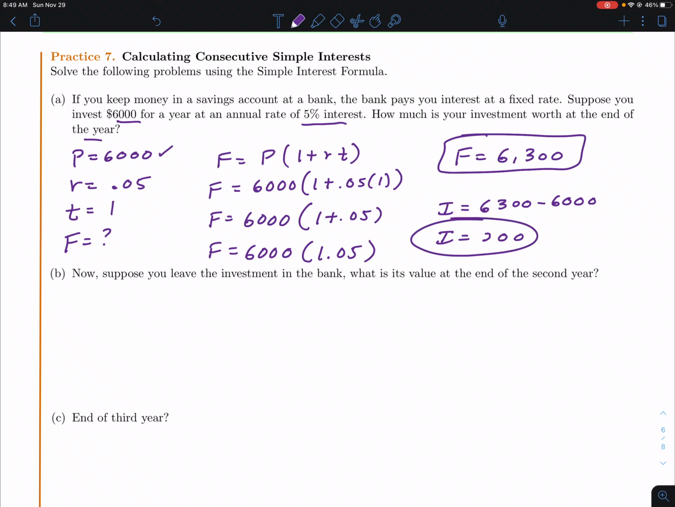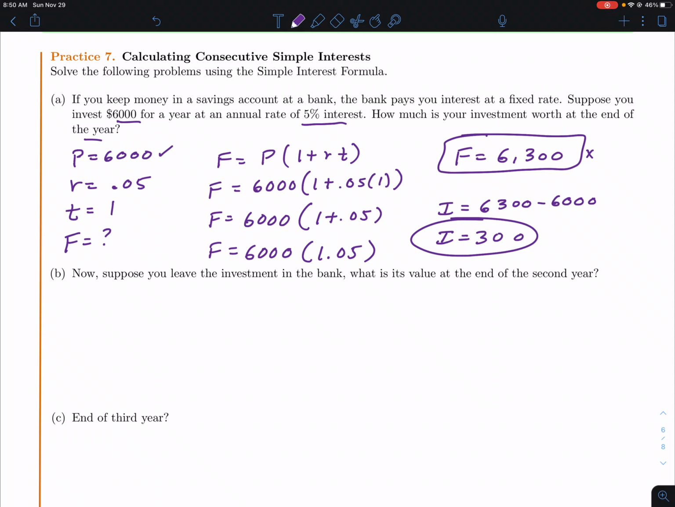But, all right. Fix that so we can see it. It didn't ask for the interest in this case, but it's sometimes good to know how to do that. Now it says, suppose you leave this investment, in this case the $6,300 in the bank, what's the value at the end of the second year?